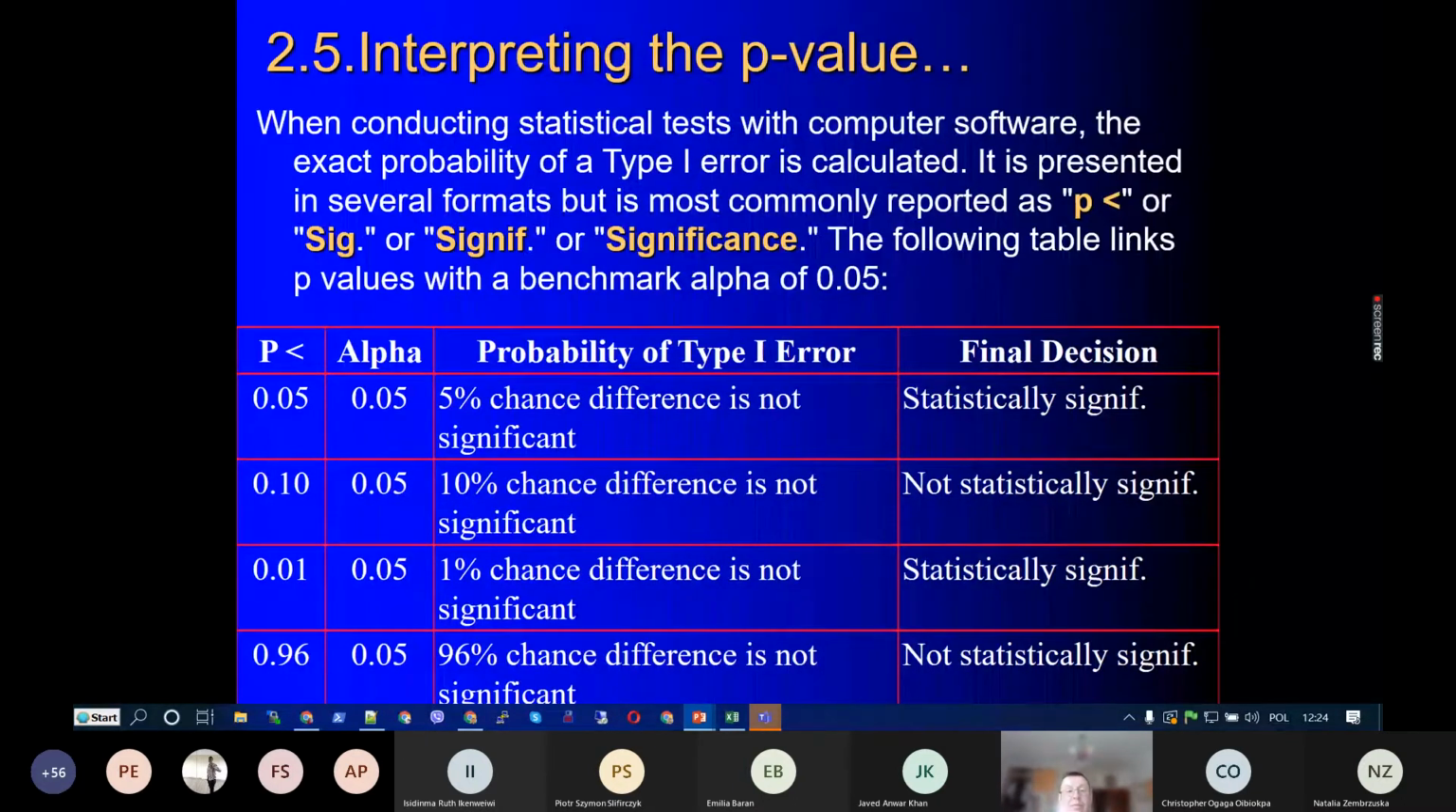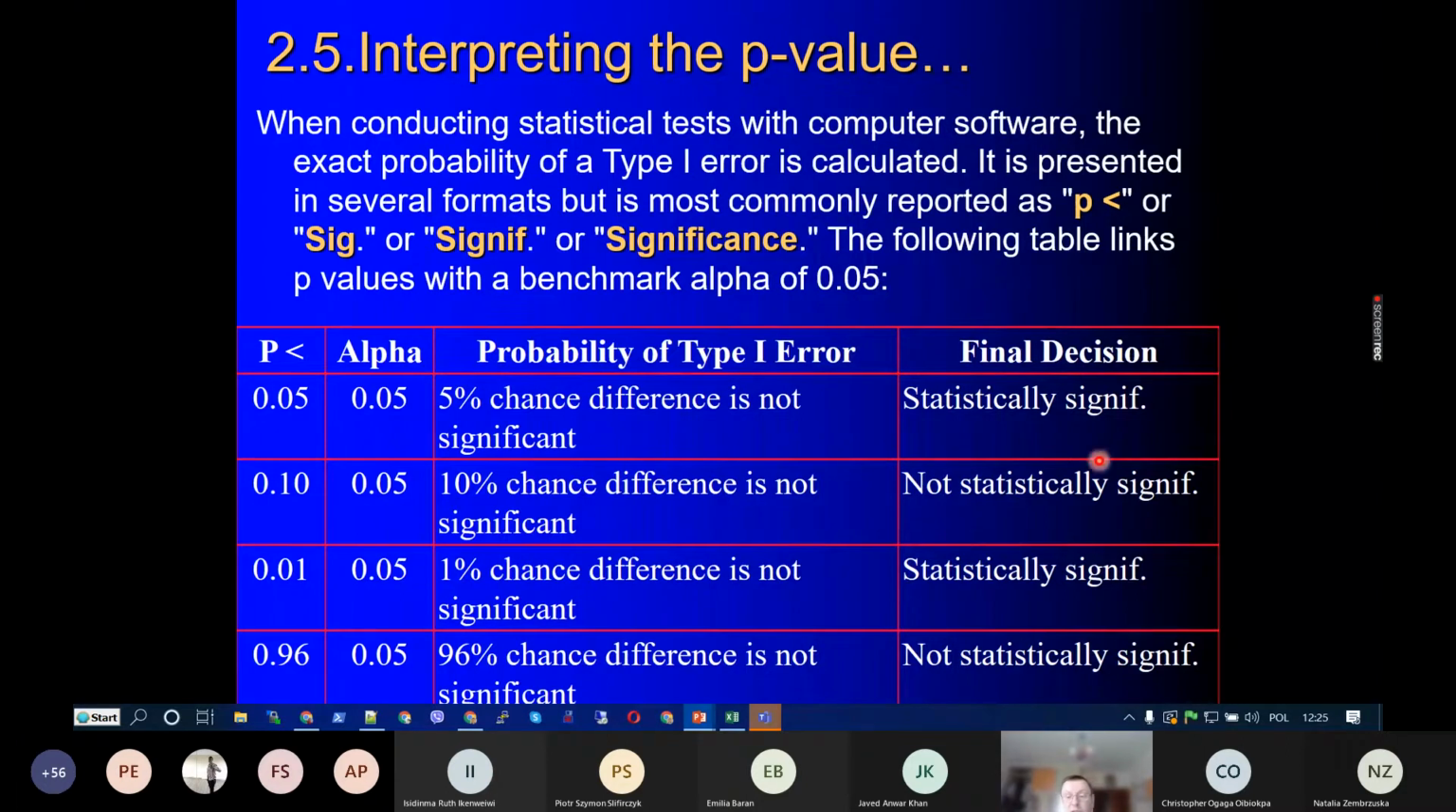Okay, and a few words about significance, which we actually get when we conduct a statistical test with some software, where the exact probability of type 1 error is calculated and most commonly reported as significance. So here is that exact thing. When you obtain significance, it is your probability of type 1 error. But for type 2 errors, there is no such measure which could be immediately obtained. For some reasons it could be 1 minus significance, but it's not always proper to do this.